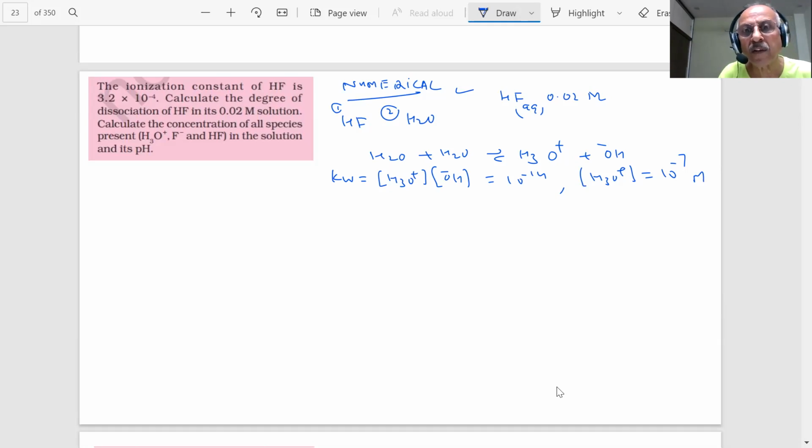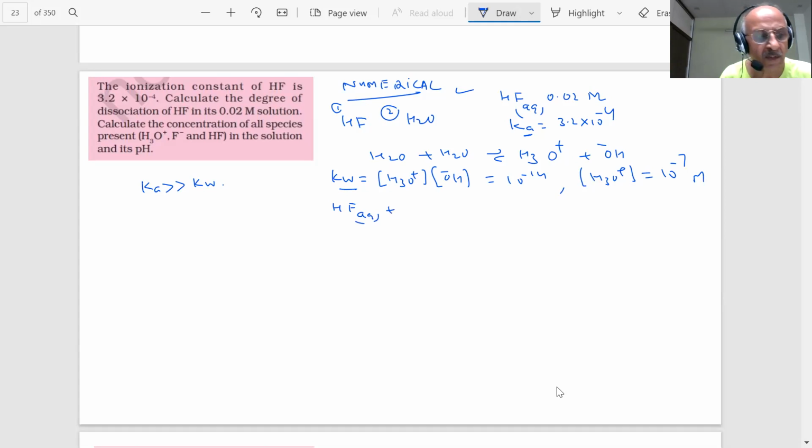the Ka of HF is how much, student? 3.2 into 10 minus 4. Which is larger, Kw or Ka? Ka is larger, much larger than Kw, student. So we can assume, in this reaction, important because it's 10 minus 4 compared to 10 minus 14, that the main source of H3O plus is the acid.